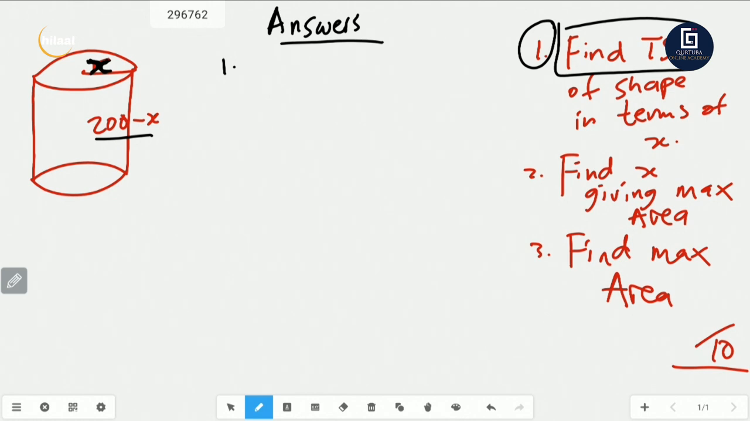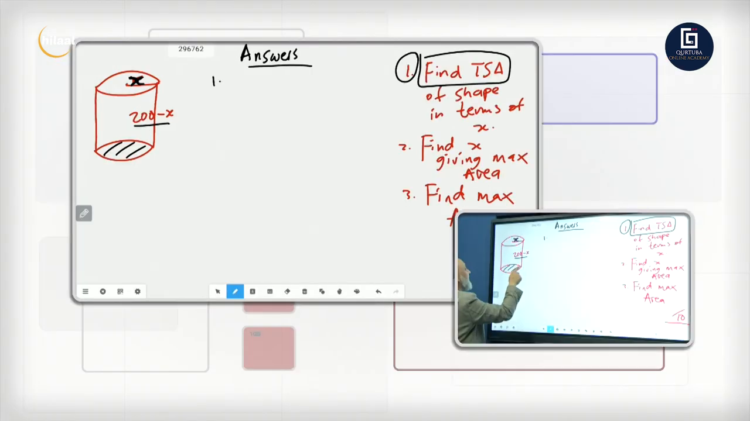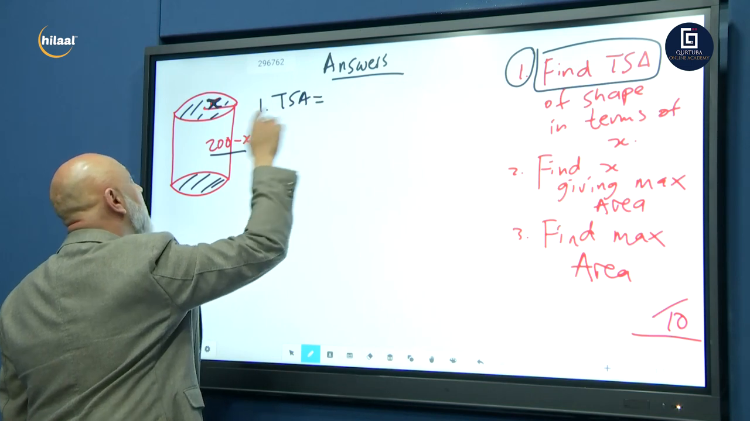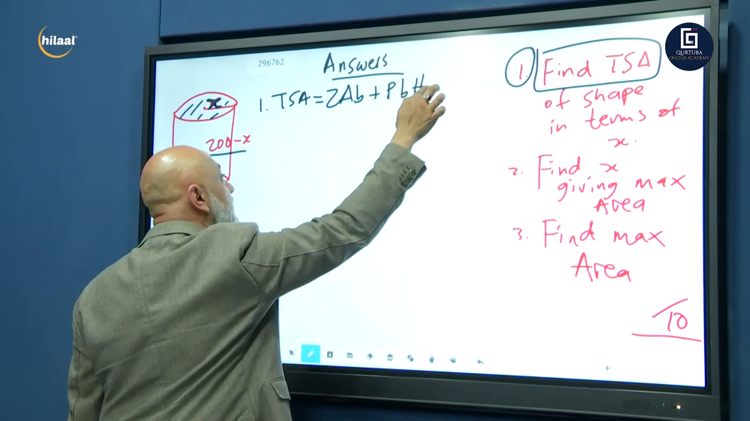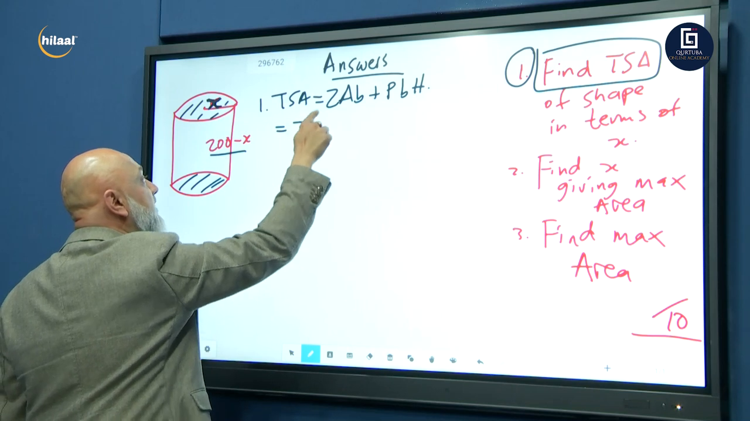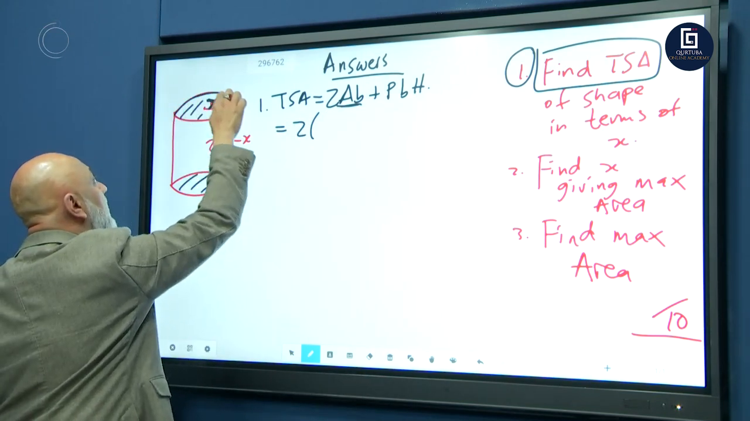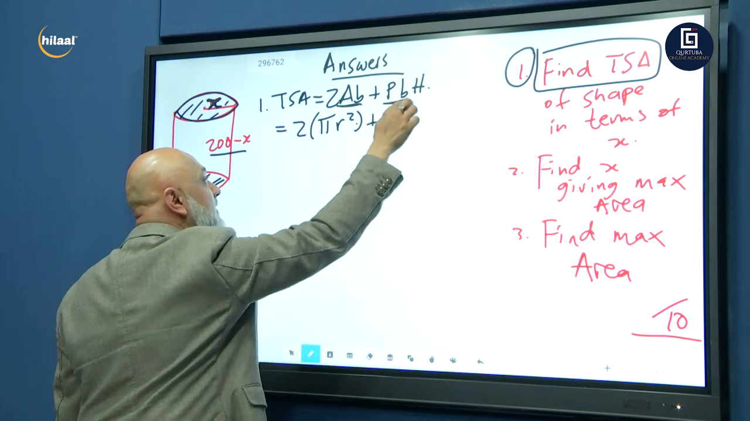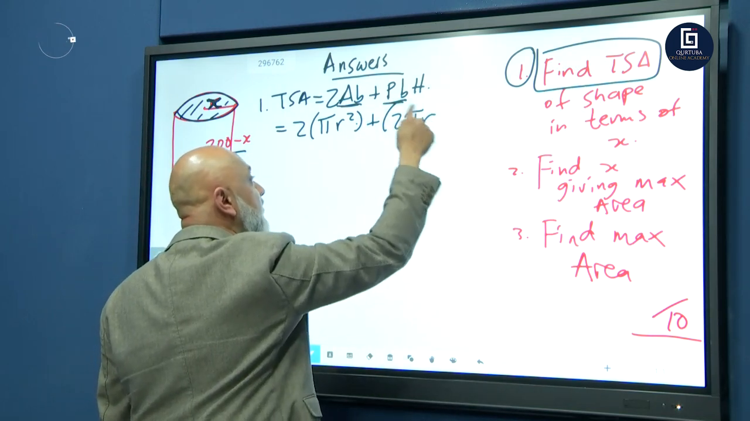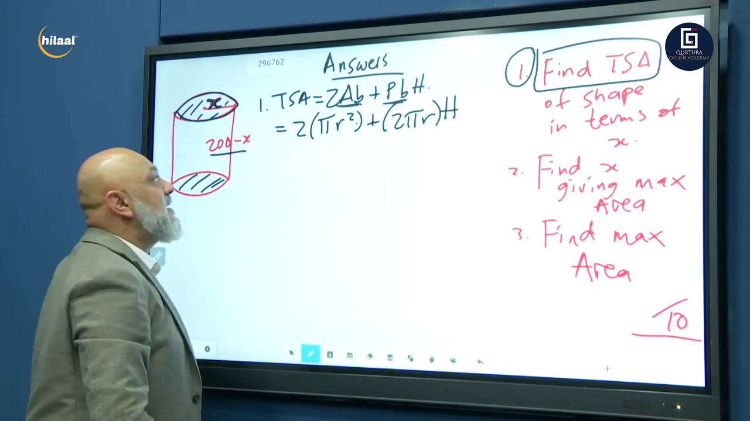Find the total surface area of the shape in terms of x. Let's assume that the shape is closed on the top and closed at the bottom. I gave you one formula for total surface area. If the top and bottom are closed, we say 2AB, 2 times the area of the base, plus the perimeter of your base times your height. What's the area of a circle? It's pi r squared, plus the perimeter of your base, 2 pi r, that's your circumference, times your height. There we go. That's the formula.